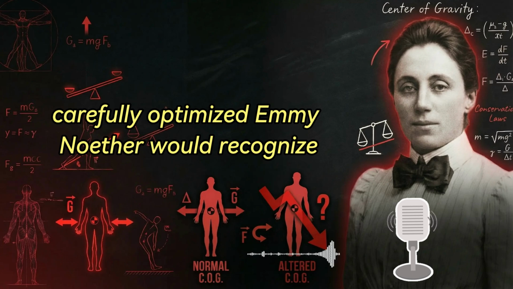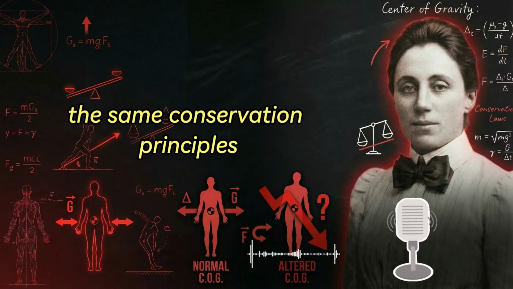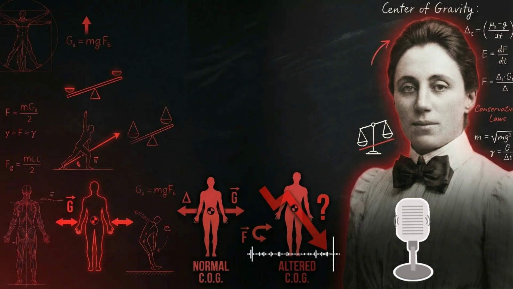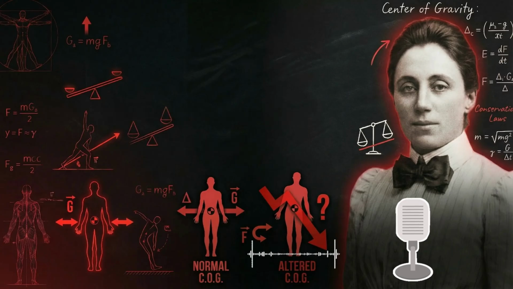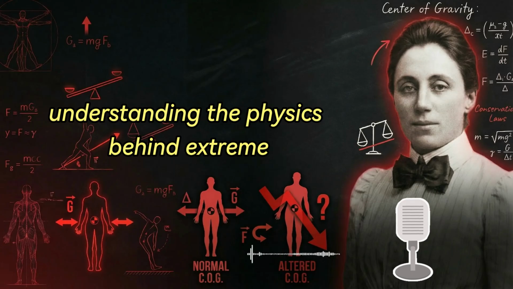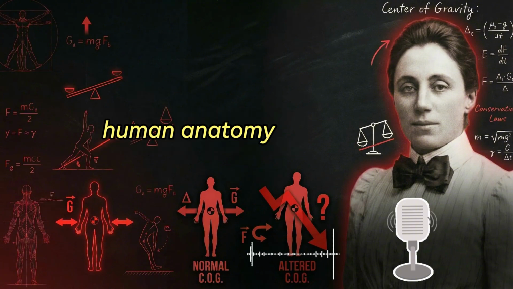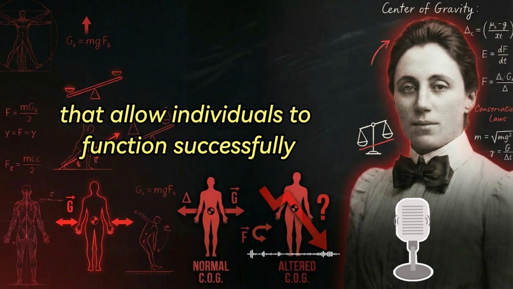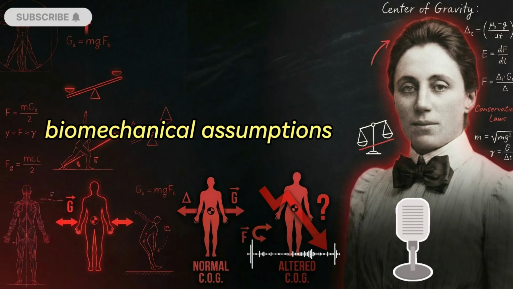Emmy Noether would recognize in Kim Kardashian's biomechanical adaptations the same conservation principles that govern all complex systems. Energy must be conserved, forces must be balanced, and stability must be maintained even when the system's parameters are dramatically altered from their original configuration. Understanding the physics behind extreme body modifications helps us appreciate both the remarkable engineering of normal human anatomy and the sophisticated biological adaptations that allow individuals to function successfully even when their proportions challenge conventional biomechanical assumptions.